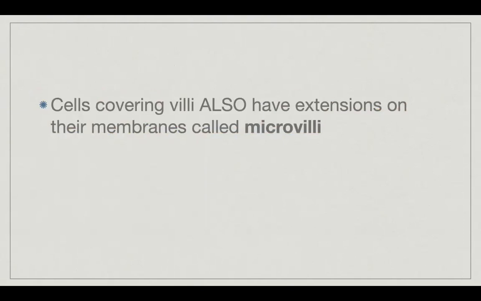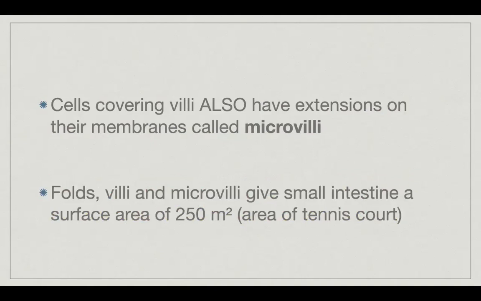Now, even more than that, the cells that make up the villi also have extensions on their membranes called microvilli. The folds, the villi, and the microvilli give the small intestine a surface area of 250 square meters. So imagine you have a tube that's on average 6 to 7 meters long that has a surface area of a tennis court. That is crazy. And it's all because of these folds and extensions, the villi and microvilli.